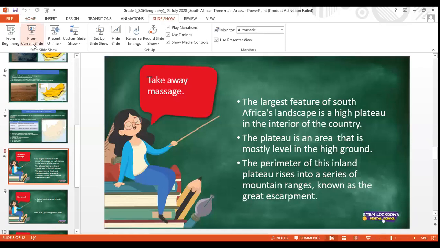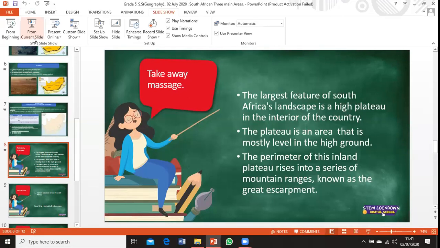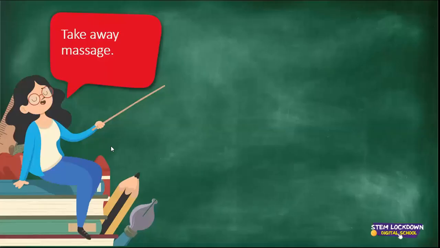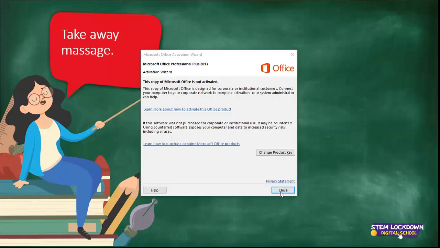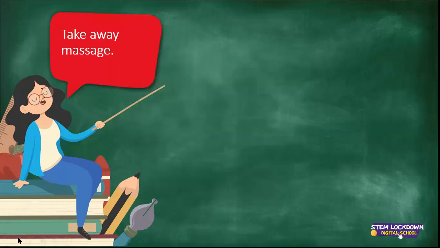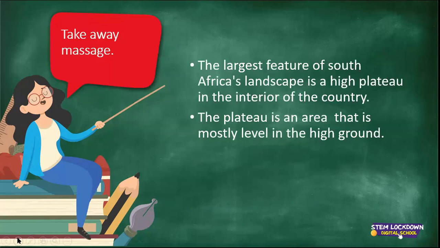Who else wants to try for the last time? Yandisa? What I've also learned is that some lands can be very steep, and some other lands can be flat like the plateau. That's what I've learned. Okay, thank you very much, guys, for being patient with me.